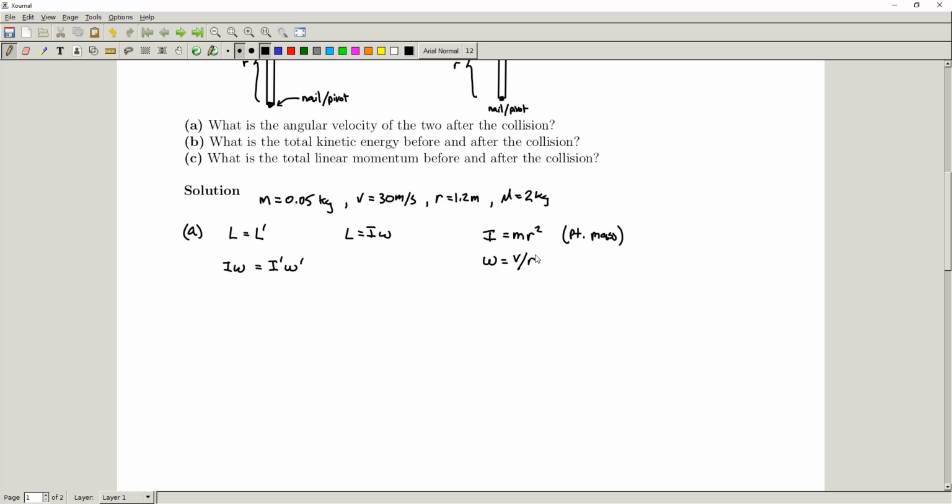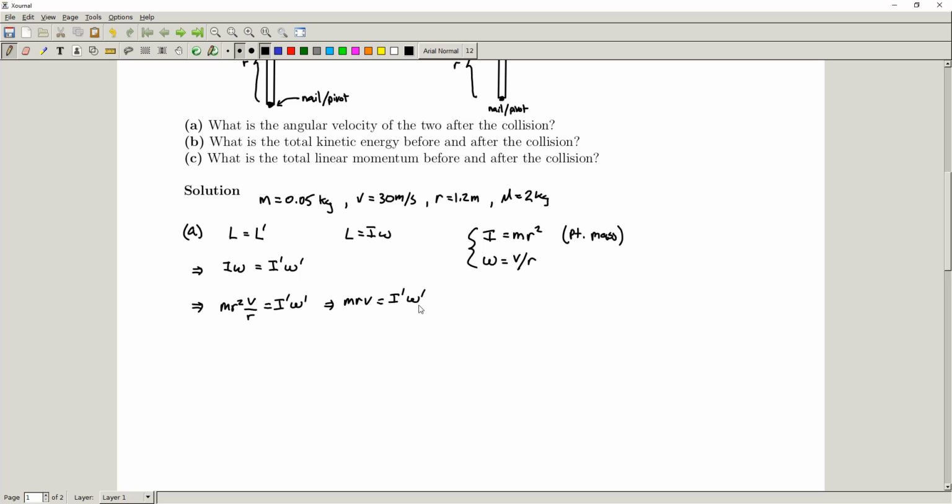So if I substitute in both of these equations here for the left-hand side of our conservation of angular momentum equation that we have over here, we're going to end up with the following equation, right? We're going to end up with mr squared v over r is equal to I prime omega prime. And we can clean that up a little bit, just cancel out the r in the basement there with 1 on top, and we're going to end up with mrv is equal to I prime omega prime.